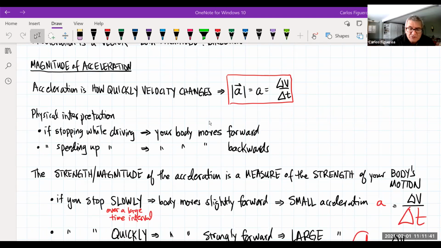If you're stopping while driving or slowing down, your body moves forward. That tells you that you're accelerating. If you're speeding up, your body moves backwards. That's telling you that you're accelerating. Now remember, in everyday language, speeding up, we typically say acceleration. Slowing down, we say deceleration. But in physics, we don't keep that language. It's all about the sign of the acceleration that tells us whether we're speeding up or slowing down.